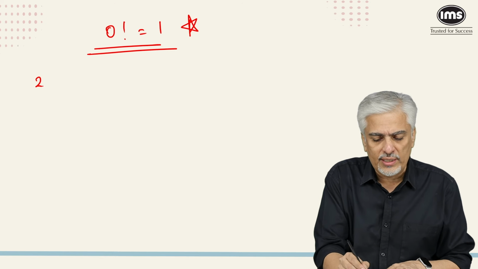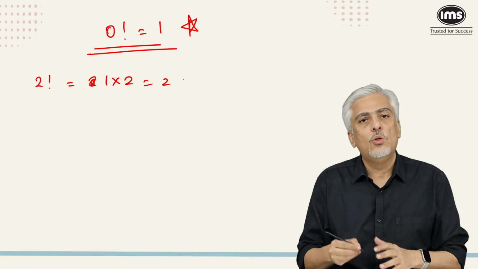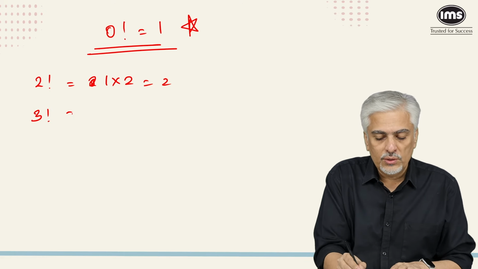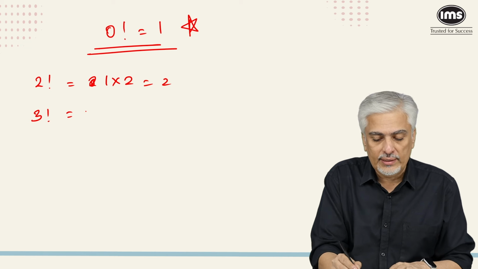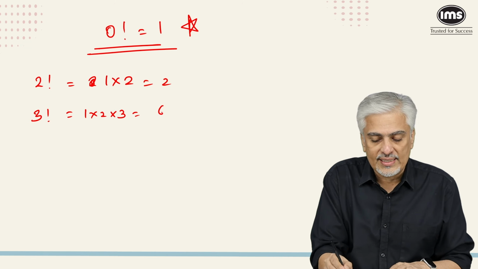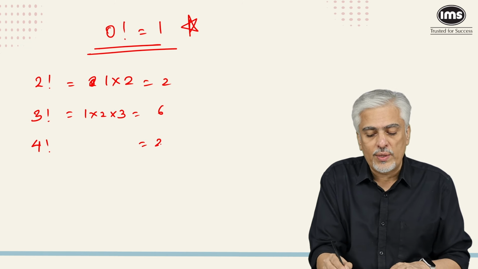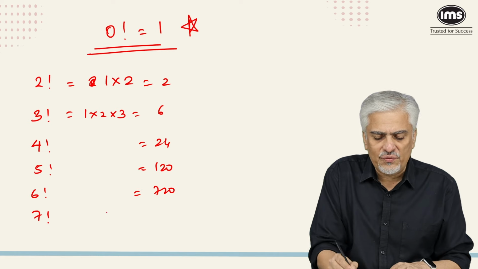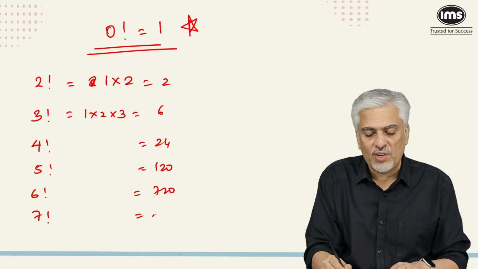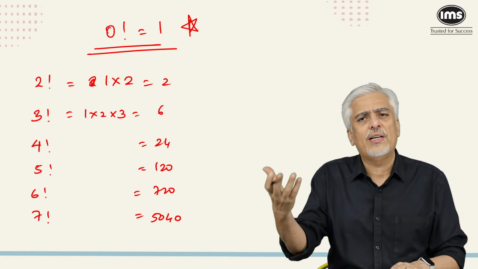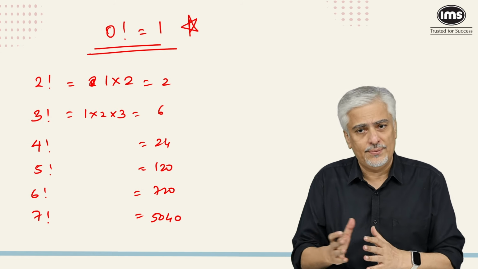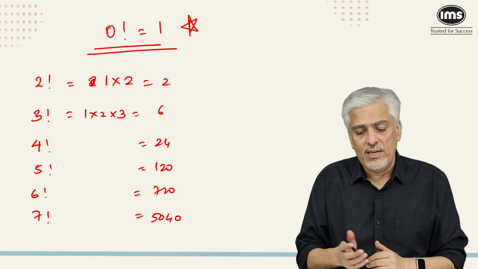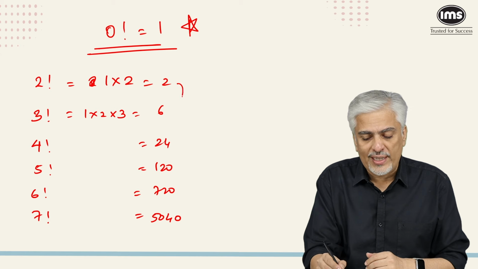What is 2 factorial equal to? 2 factorial is 1 into 2, which is 2. What is 3 factorial equal to? 3 factorial is 1 into 2 into 3, which is 6. Same way, 4 factorial is 24, 5 factorial is 120, 6 factorial is 720, 7 factorial is 720 into 7, which is 5040, and you can go for 8 factorial also, but I think this should be enough to understand.